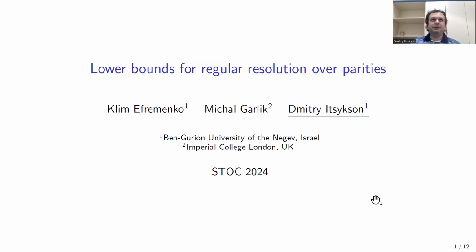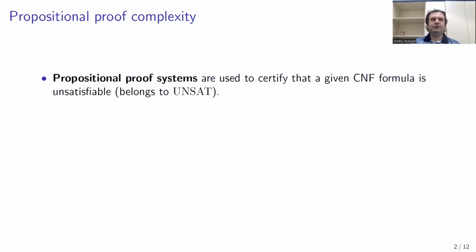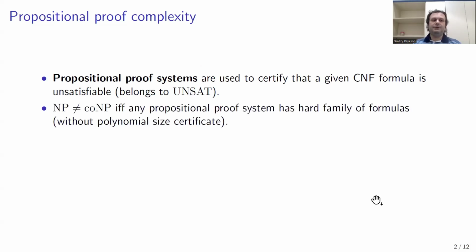The paper is devoted to propositional proof complexity. The main notion in this area is the notion of a proof system. A propositional proof system is a formal way to certify that a given formula in conjunctive normal form is unsatisfiable. It is known that the class NP does not equal co-NP if and only if, for any propositional proof system, there is a family of hard formulas that do not have polynomial size proofs.